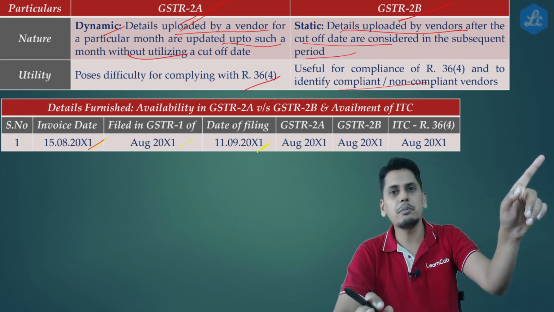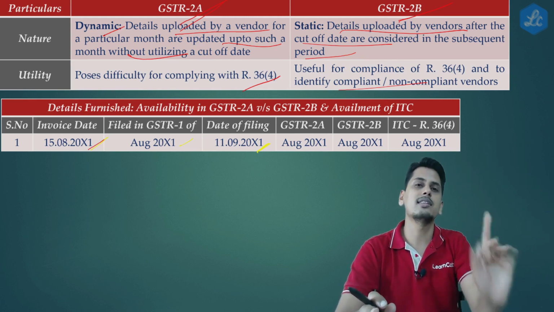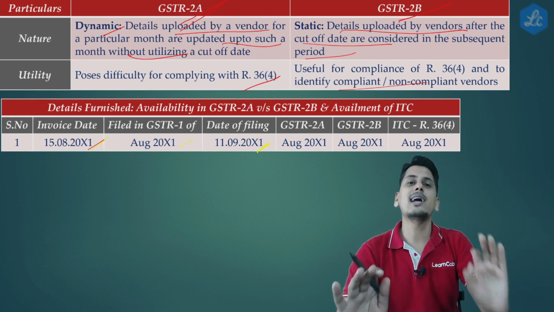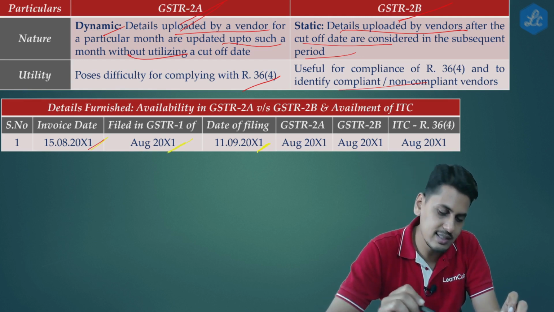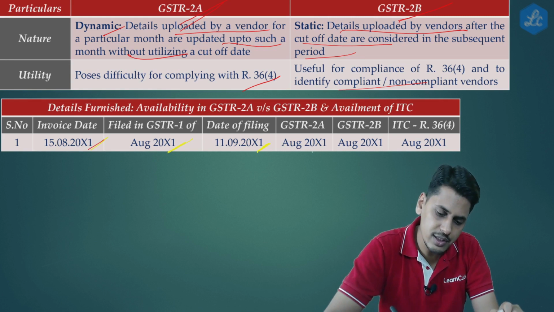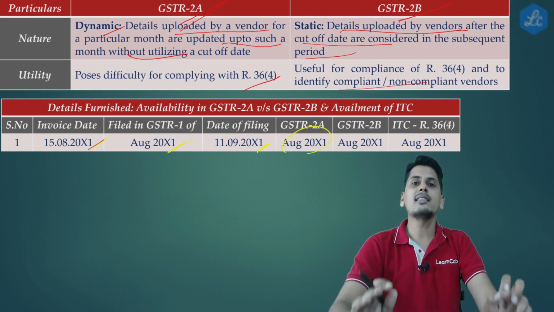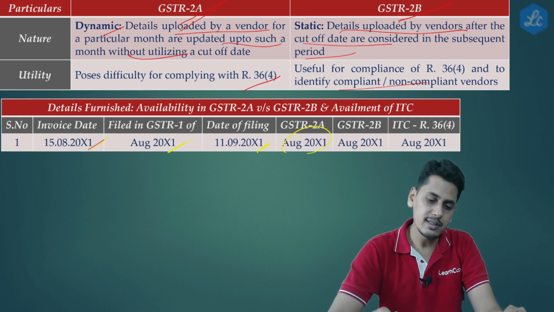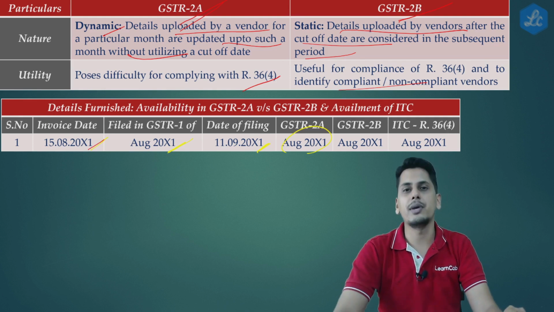Friends, in whichever month's GSTR 1 he has included this particular invoice, it would appear in that particular month's GSTR 2A. This person has filed it in GSTR 1 of August. It would appear in GSTR 2A of August. Question number 3, when can the credit be taken? Now friends, in which month's GSTR 2B is it going to appear?